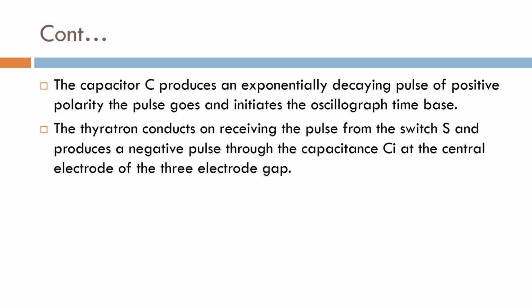The capacitor C produces an exponentially decaying pulse of positive polarity. The pulse goes and initiates the oscillograph time base. The thyratron conducts on receiving the pulse from switch S and produces a negative pulse through the capacitance C at the central electrode of the 3 electrode gap.